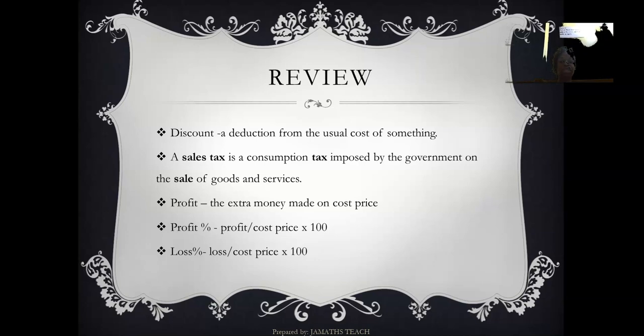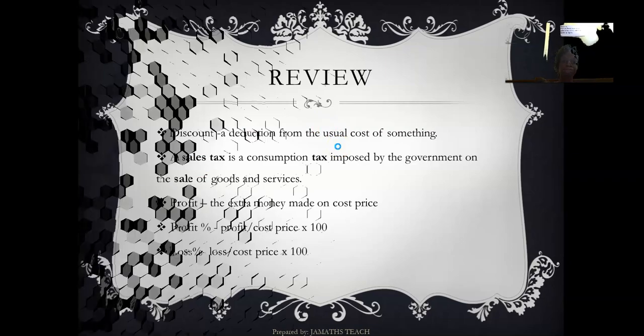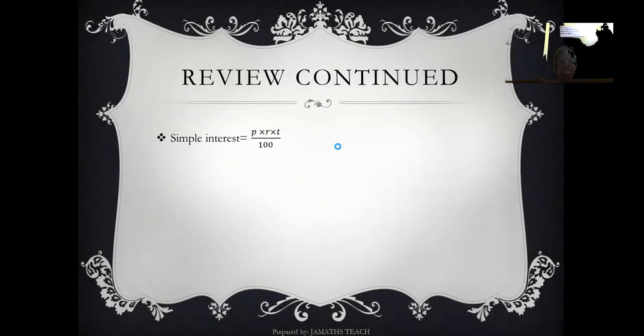price of something. If you want to find the profit percent, then it's the profit divided by the cost price multiplied by 100. If you want to find the loss percentage, then it's the loss divided by the cost price multiplied by 100. Also, just a reminder, if you are finding simple interest, then it's the principal, P, times rate, that's a percentage, times time. Time should be in years. Okay, let's dive into it.